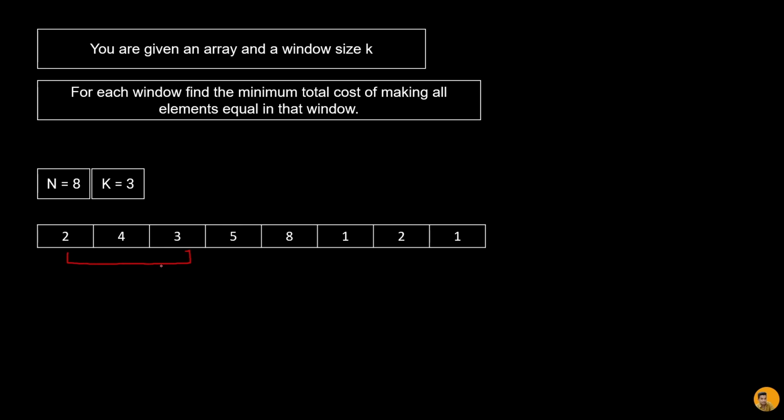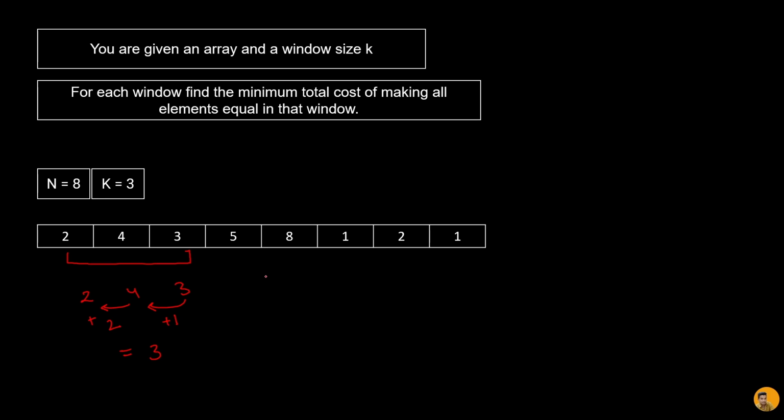If this is our window, 2, 4, 3, then I want to make them equal with the minimum cost. So let's try to make everyone 4, just randomly. So I have to add 2 over here and 1 over here. That means this is going to give us 3 total. 3 cost is required to make them all equal to 4.